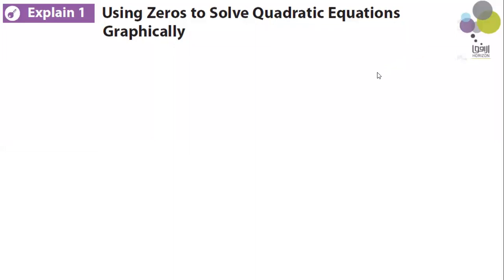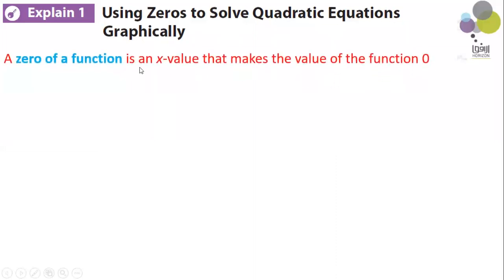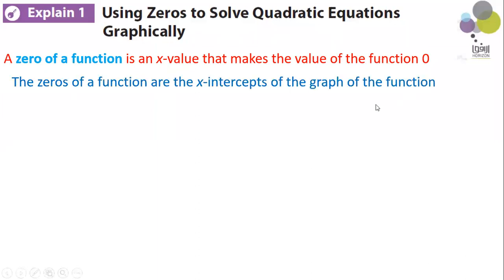The first part of our lesson is using zeros to solve quadratic equations graphically. Firstly, we have a new concept, zeros. What are zeros of a quadratic function? A zero of a function is an x value that makes the value of the function equal to zero, like what we studied before. The zeros of a function are the x-intercepts of the graph of the function. This means y equals zero. So if y equals zero, you will find the zero of the function.